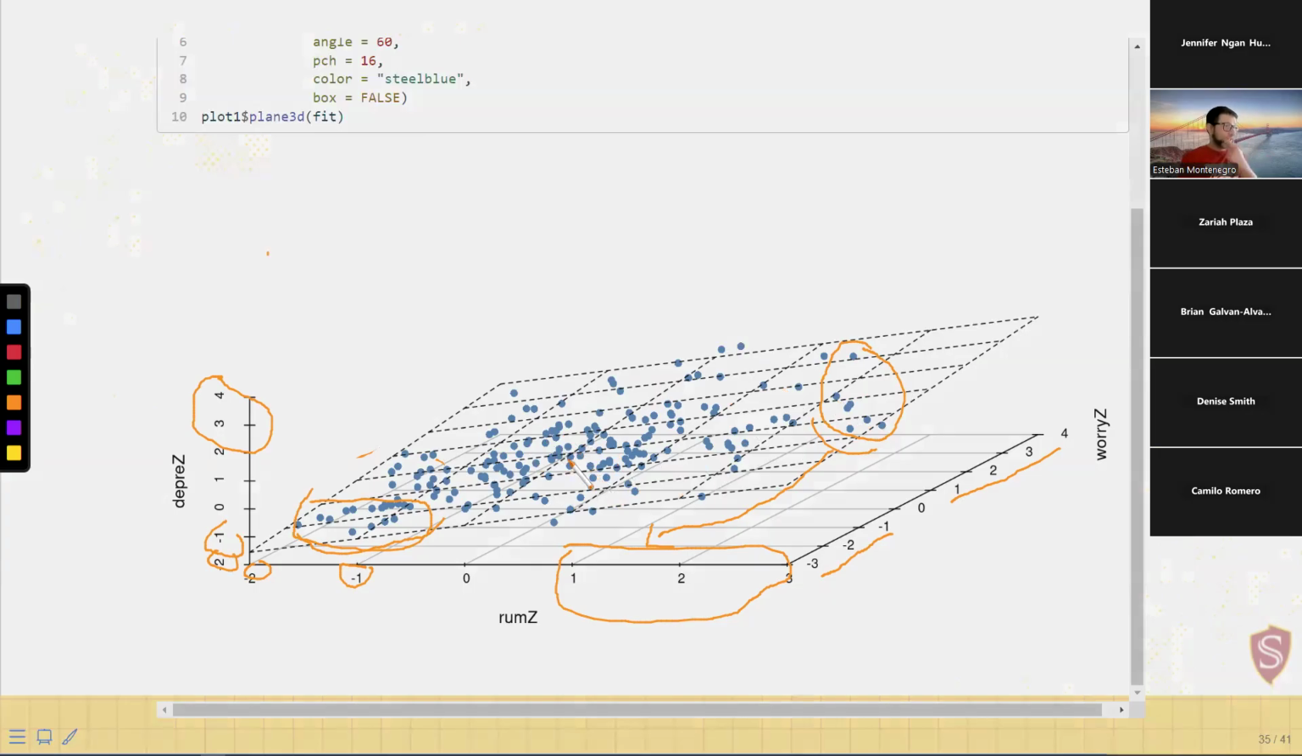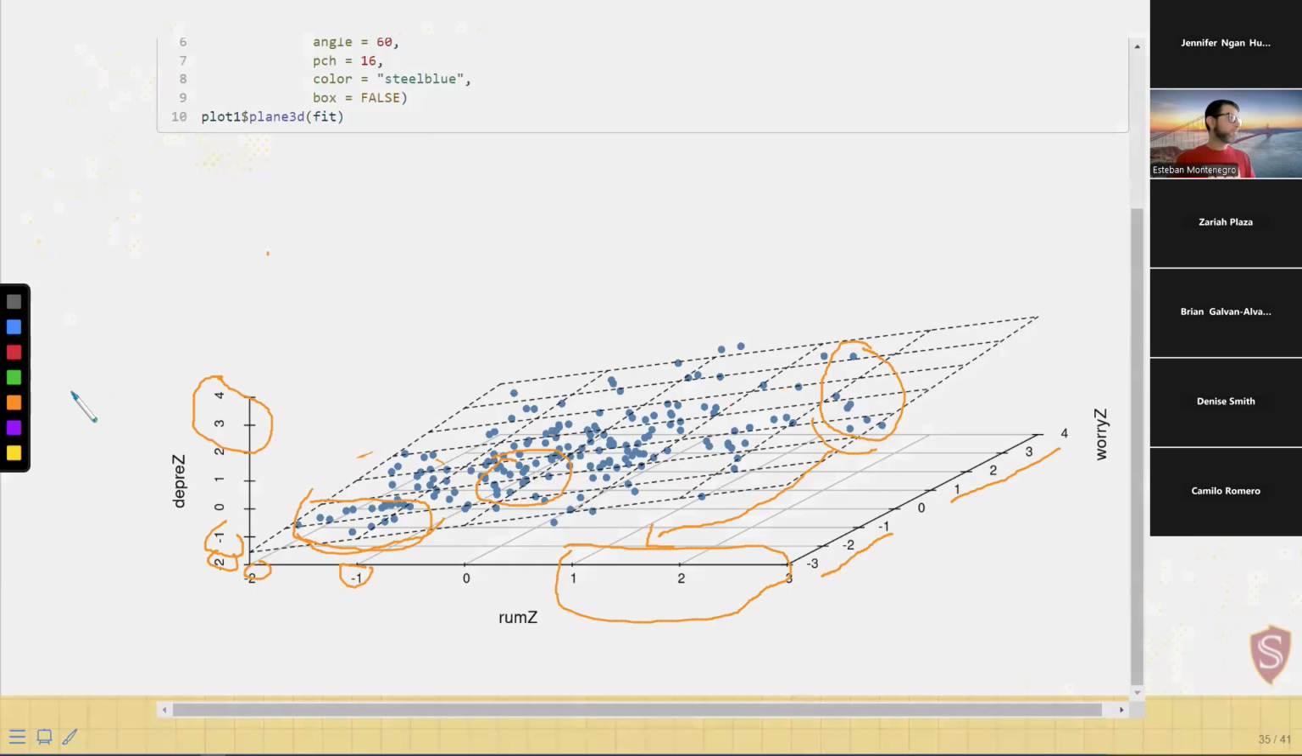And as I said, we have the average people here close to the mean, right? So those people are around here. These are the average guys in this data set, right? People who are around the mean of depression, around the mean of worry, and around the mean of rumination. So that's kind of the average of this. And as I said, it is tilted a little bit. It is kind of going down in this area right here.